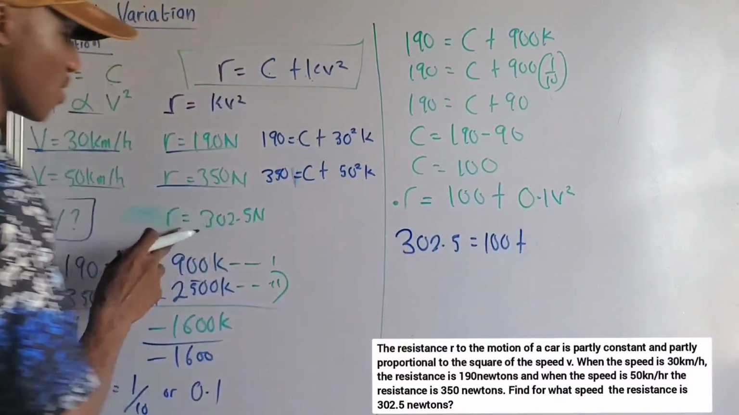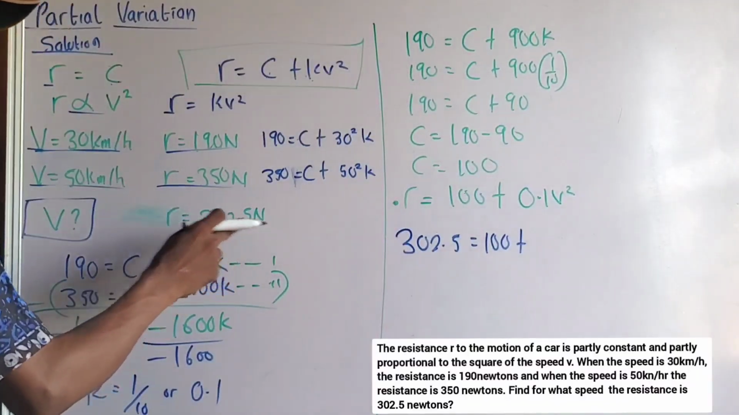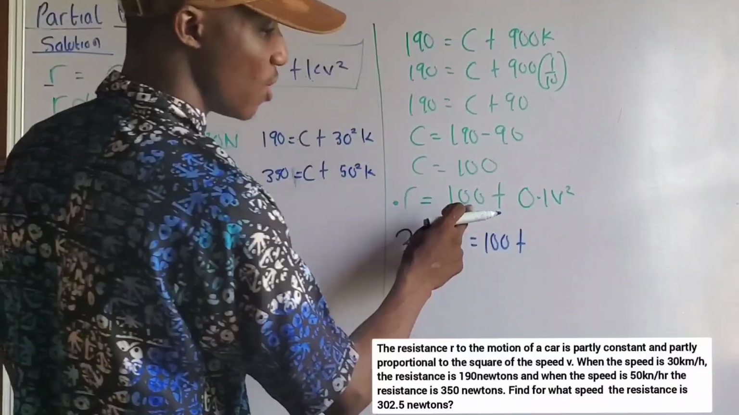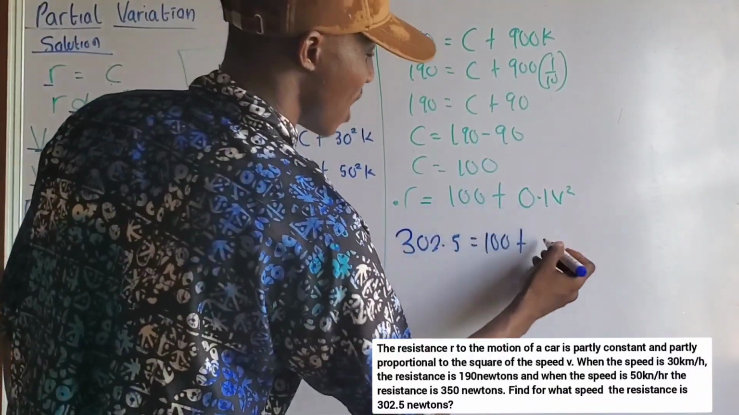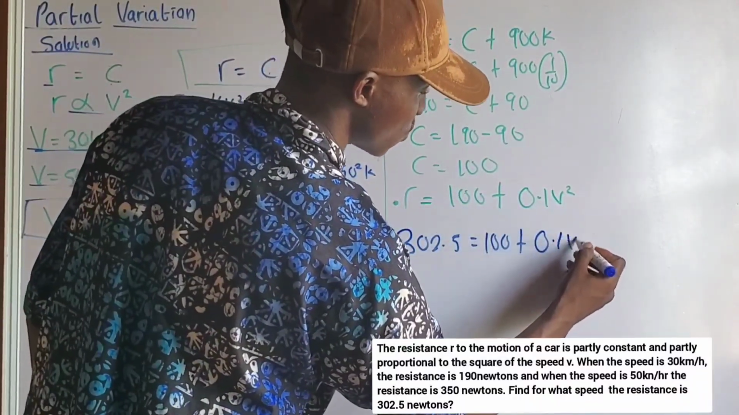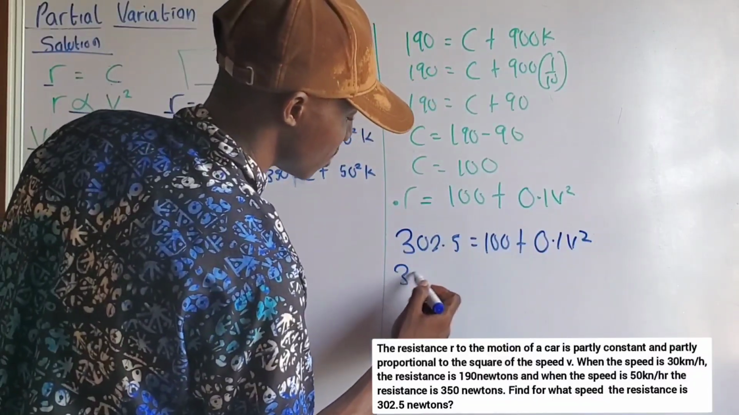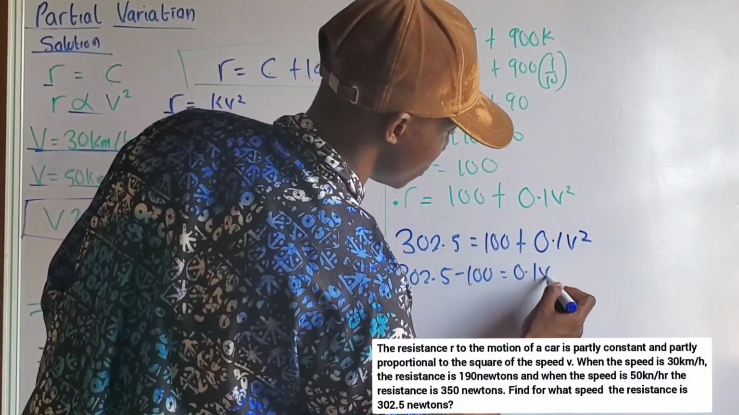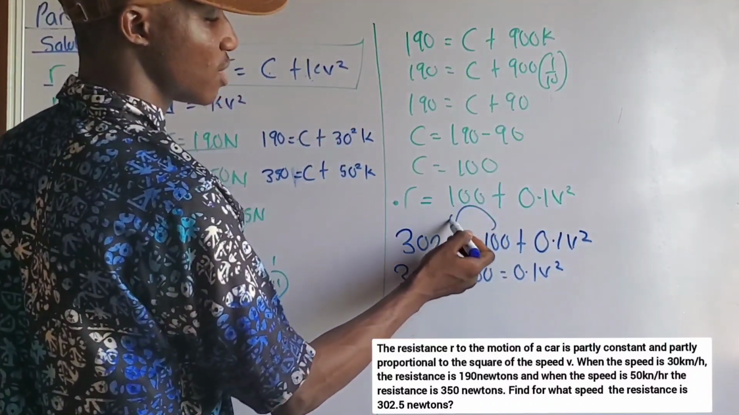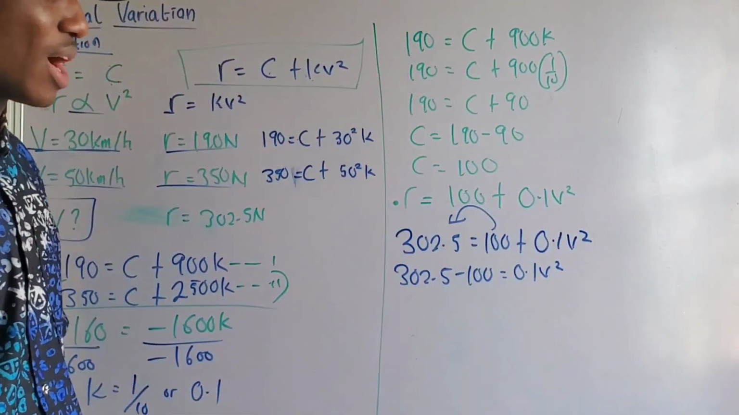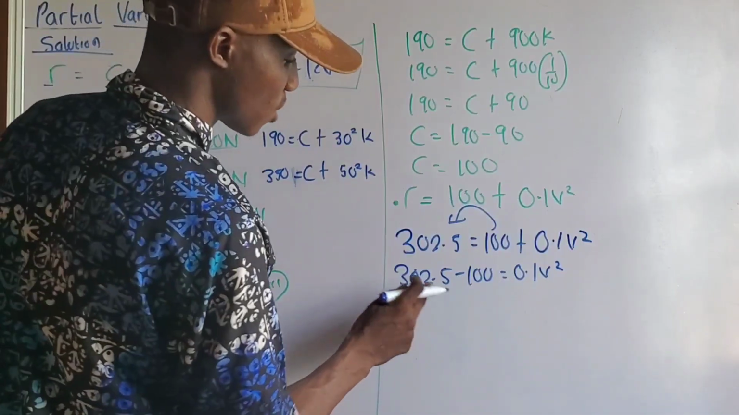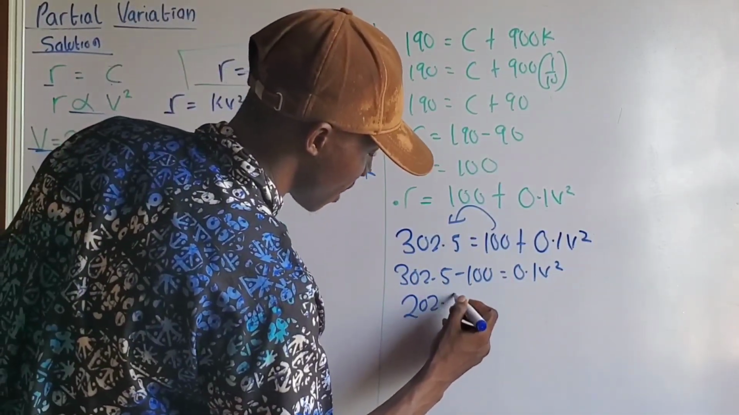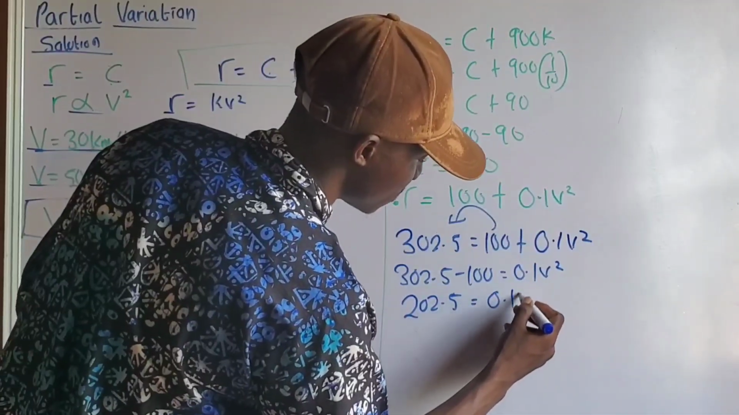Now when R is equal to 302.5 Newton, I'm going to have 302.5, which is R, equals 100, which is the constant that I got, plus 0.1 multiplied by V squared. Do you understand? Okay, 302.5 minus 100 equals 0.1 V squared. What I did is that I just took this 100 to the left hand side of the equation, so I got the negative sign. Now subtract this from this, I'm going to have 202.5 equals 0.1 V squared.